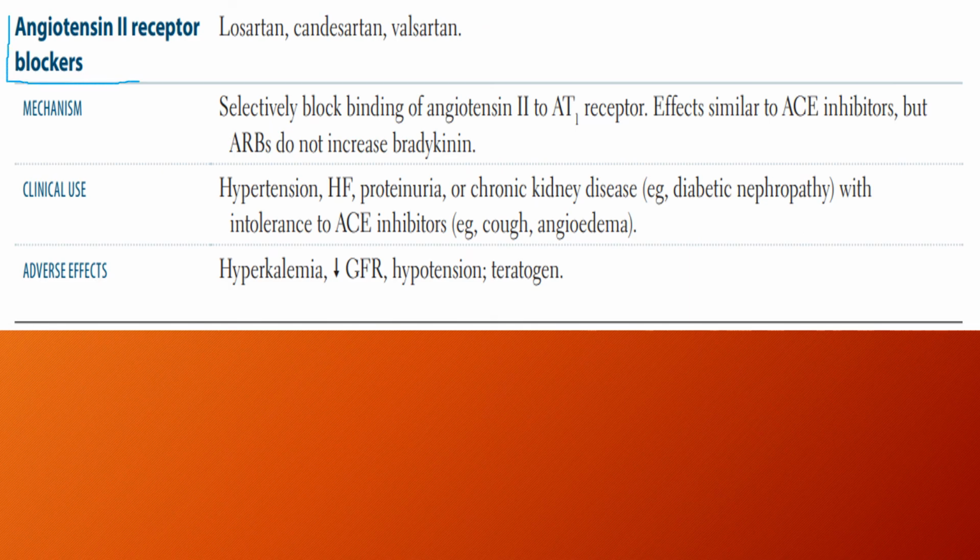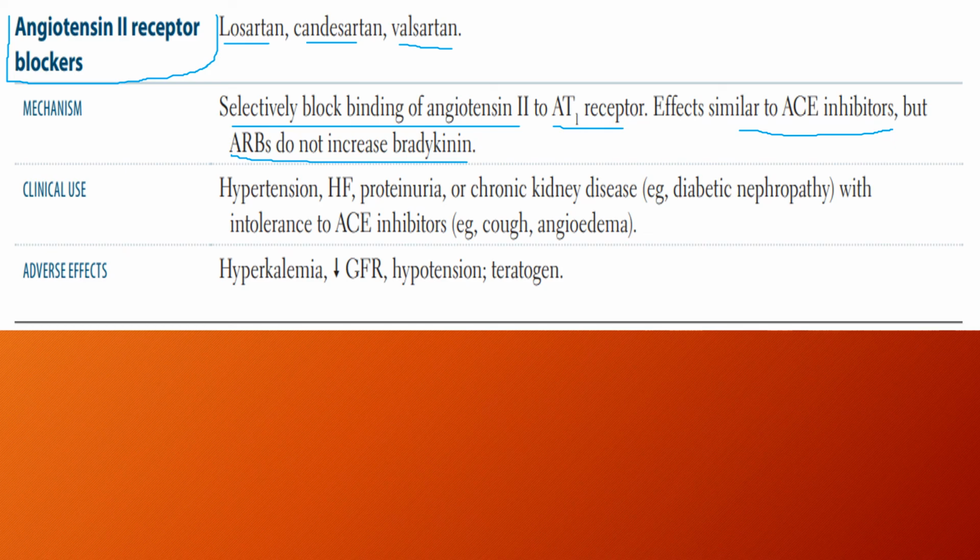Angiotensin II receptor blockers include losartan, candesartan, and valsartan. They selectively block binding of angiotensin II to the angiotensin I receptors. Their effect is similar to the angiotensin converting enzyme inhibitors, but angiotensin receptor blockers do not increase bradykinin as ACE inhibitors do.